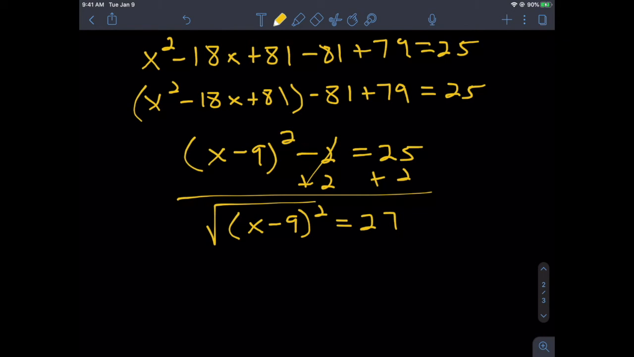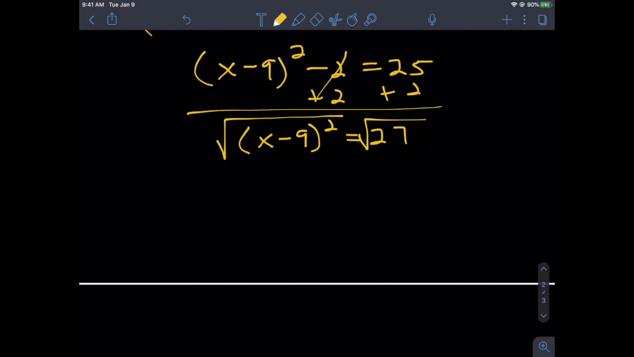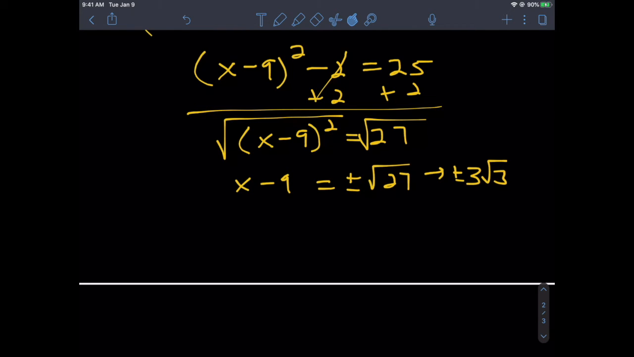And then we have to take the square root next. This is going to give us x minus 9 equals plus or minus the square root of 27, or if you need to simplify your radical, that's going to be plus or minus 3 times the square root of 3. If you need more help on that, check out the Auducation video on simplifying radicals.